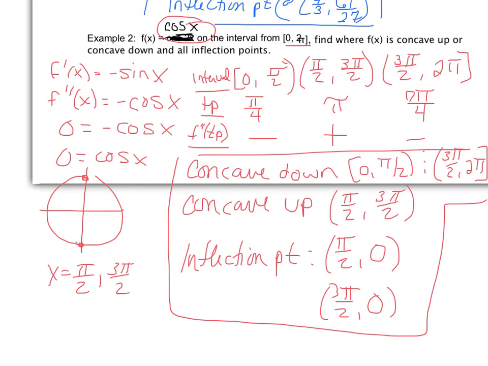So again, very similar process to finding where relative extrema are, but I'm no longer interested in looking at my first derivative. I'm looking at my second derivative because concavity deals with the increasing or decreasing of the slope of my first derivative.